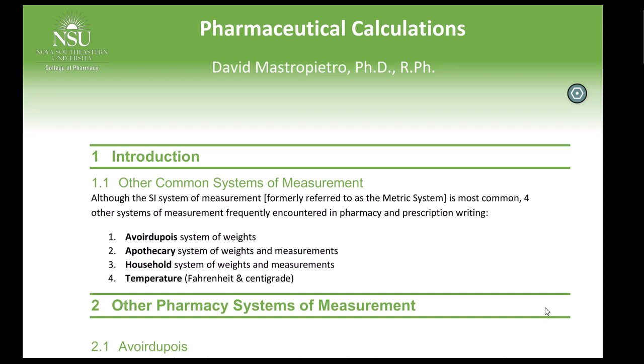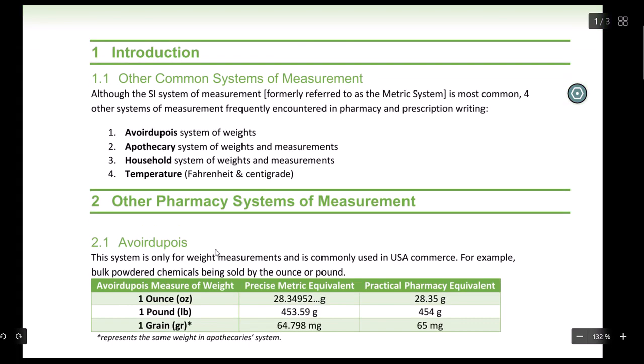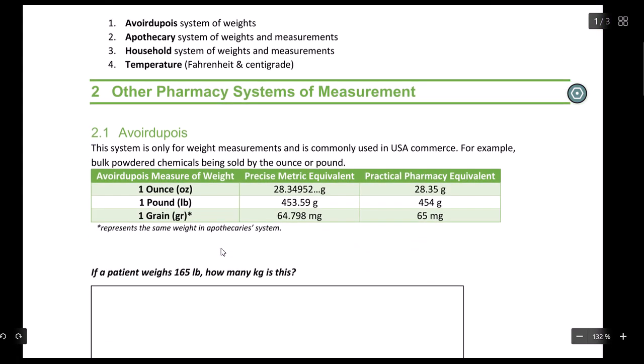So let's look at that first one, the Avoirdupois System. So big name for something that you've probably seen all the time. You've seen pounds, you've probably seen ounces in your day-to-day activities, maybe not grains, but this is used typically in the US, and it's a weight measurement, so when we're weighing stuff.